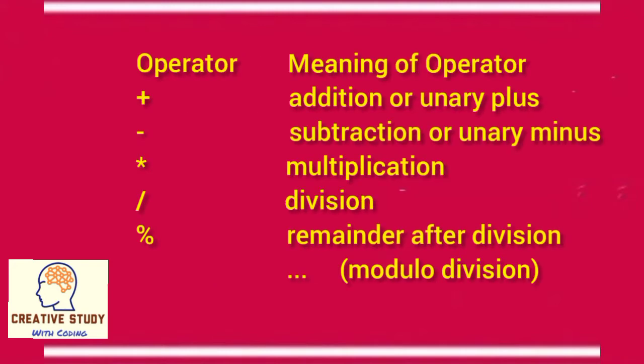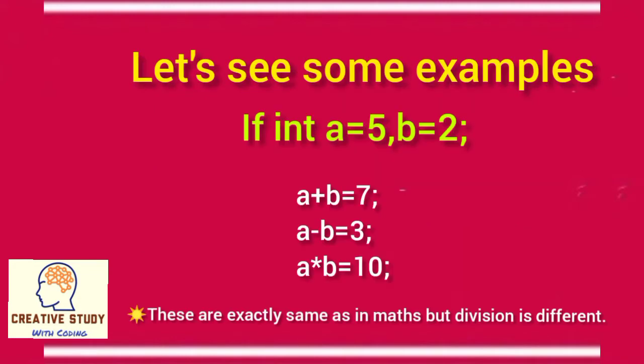These are the mathematical operators given over here. Let's see some examples. If int a equal to 5 and int b equal to 2, then a plus b equal to 7, a minus b equal to 3, and a multiplied by b equal to 10. These are exactly the same as in maths, but division is different.